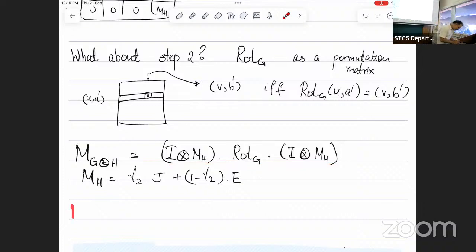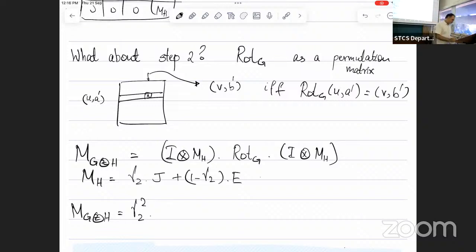Okay, so therefore, M G zigzag H is going to look like gamma 2. You said that all the rows sum up to 1 in I? No, I is just going to be, every row corresponds to one such. Oh, it's I, like the identity matrix. Yeah, it's the identity matrix.